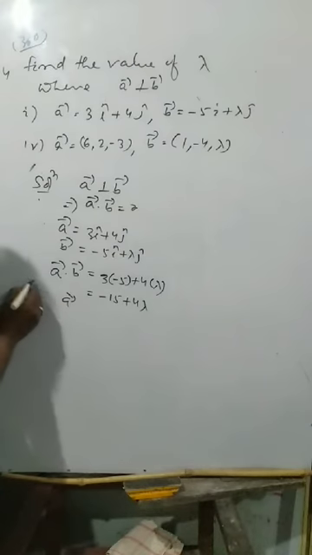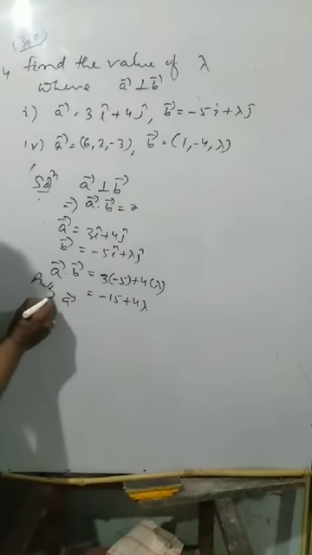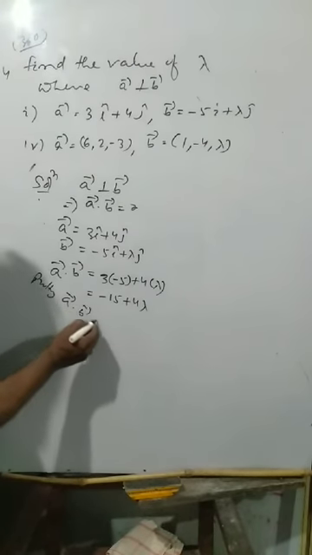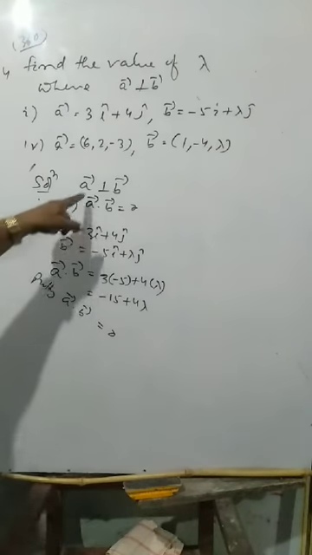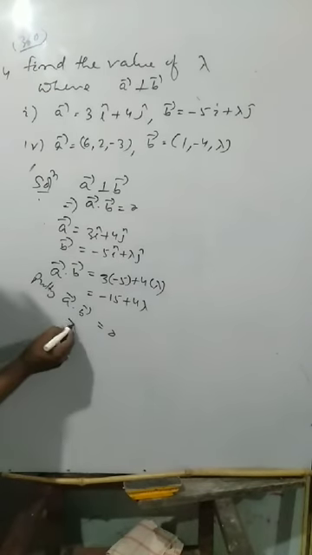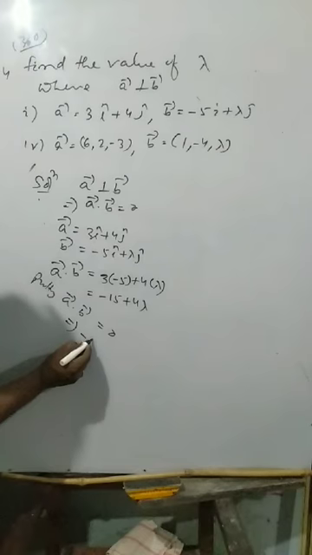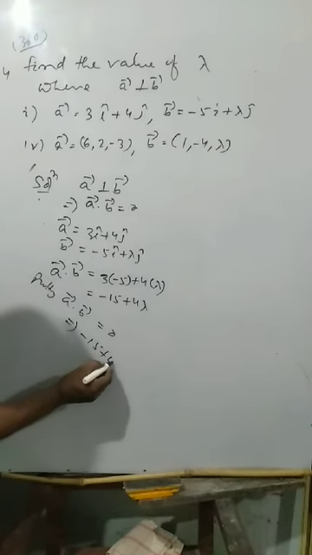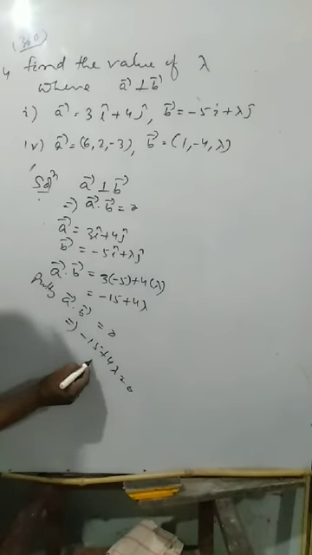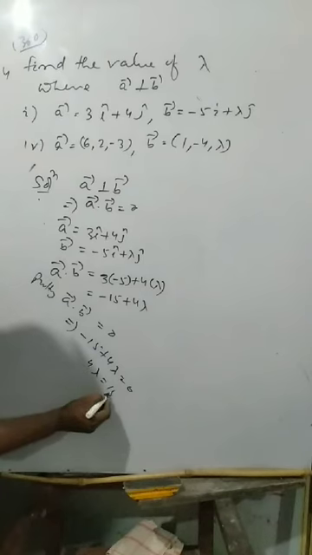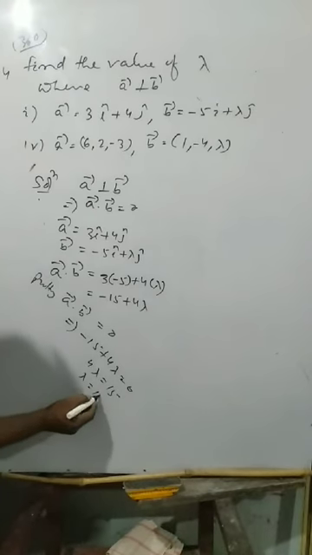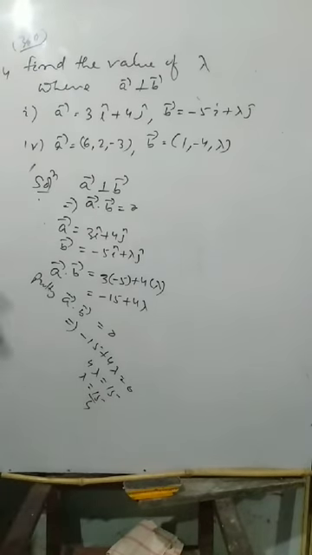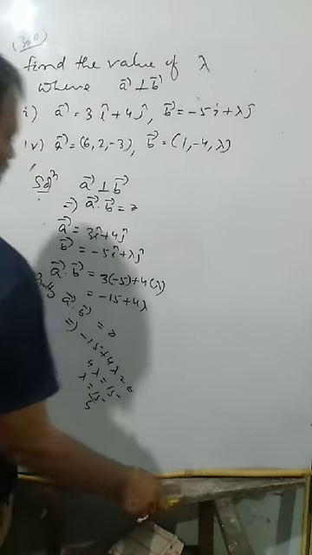Now putting a dot b equal to 0, because they are given perpendicular, so a dot b equal to 0. So a dot b equal to minus 15 plus 4 lambda equal to 0, 4 lambda equal to 15 and lambda equal to 15 by 4. So in this way you find the lambda value. Okay. Next also you convert this one into vector form, then you find.